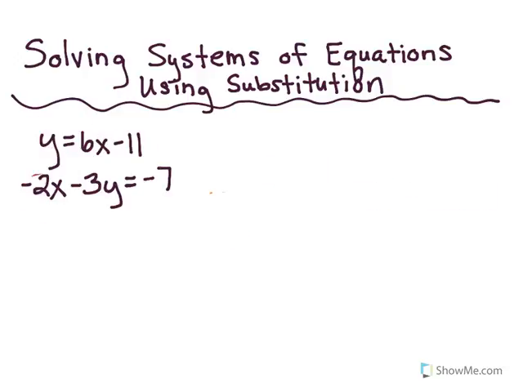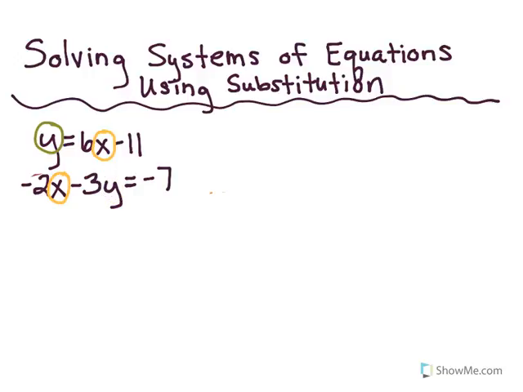In this system we have y equals 6x minus 11 and negative 2x minus 3y equals negative 7. First of all, we want to try to figure out what variables they have in common. It looks like they both have an x and they both have a y. So we want to use the relationship between one of those to help us with substitution.